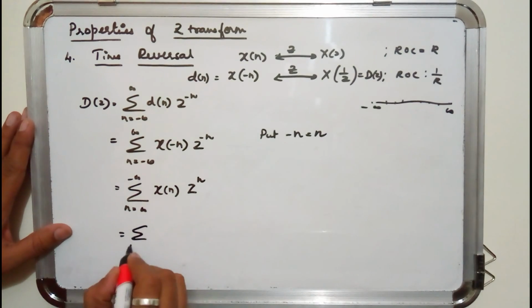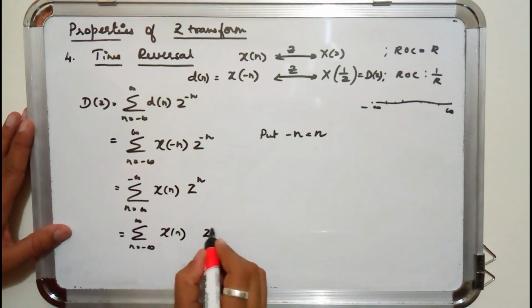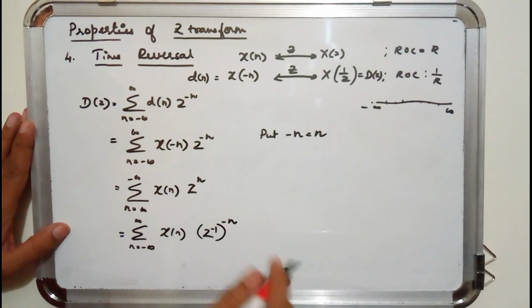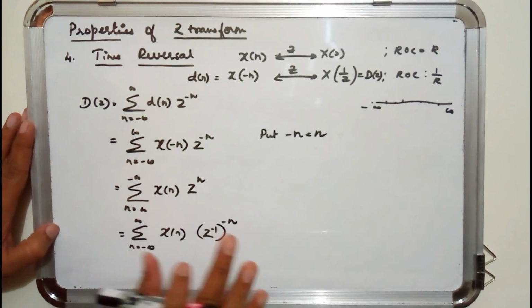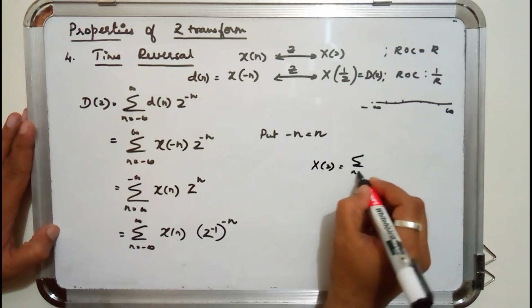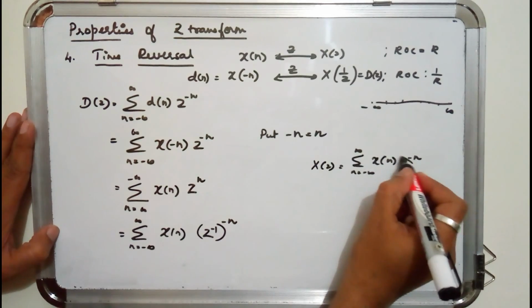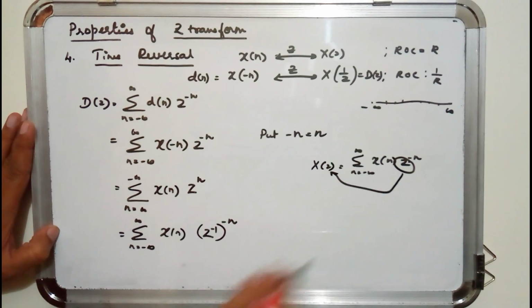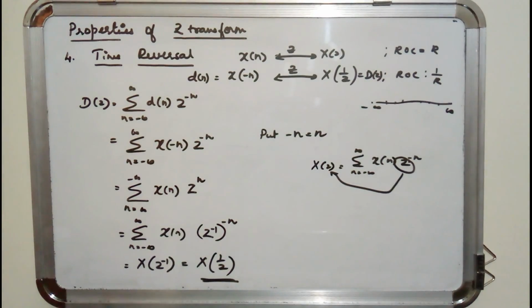It is same, so I can change the limits minus infinity to infinity x of n. So I'll put z power minus 1 power minus n as I've done in the previous case. So if it is x of n z power minus n, it is x of z, as I've told in the previous case, because x of z is summation n is equal to minus infinity to infinity x of n z power minus n. If it is x of n into z power minus n, you get z here. So if you have x of n into z power minus 1 power minus n, I will be getting x of z inverse, which is x of 1 by z. That is the right hand side.